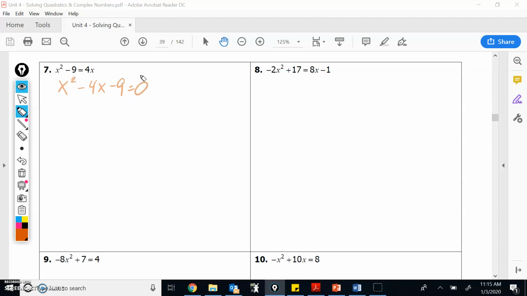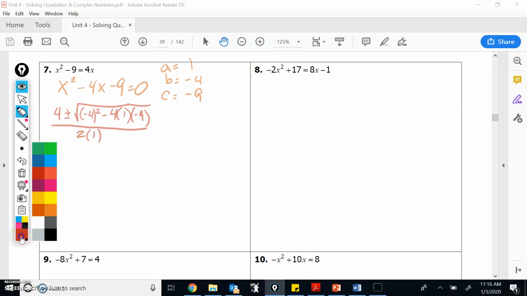equals 0. So you have to put your quadratic in standard form before labeling a, b, and c. Here a is 1, b is negative 4, and c is negative 9. I'm going to plug everything into the quadratic formula. Negative b makes this a positive 4, plus minus square root b squared minus 4 times a times c. And that's all over 2 times a.